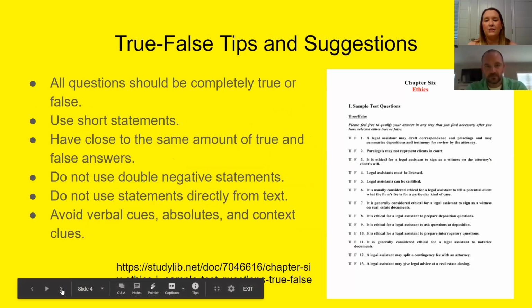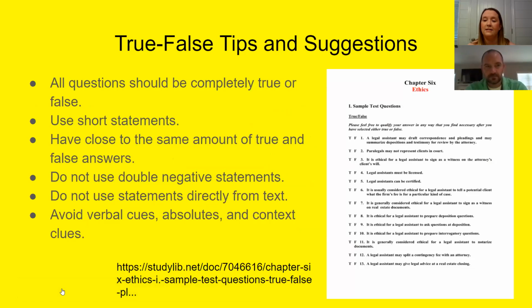There are some tips and suggestions to help make sure true and false questions are smooth, and can give you a broader view of what the students know. They should be, of course, completely true or false. That's why we're avoiding words like always, never, only, because then you're able to see that those are completely true or false. Don't make them too long. Use short statements, so that it lowers the chance of you adding things in there that you shouldn't.